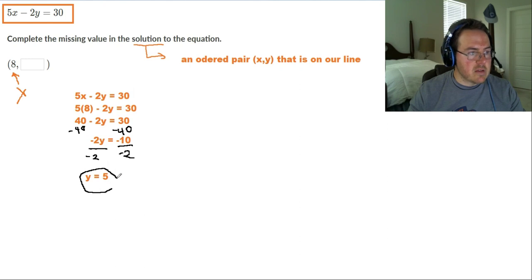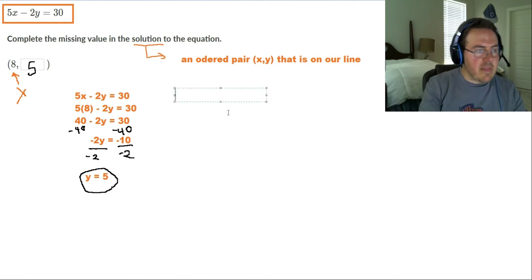So this helps us finish the ordered pair. So right here, the answer would be 5. And the way we can check that, switch up some colors here. So let's say we think the answer is 5. Well, that'd be 5x minus 2y equals 30. Let's just jam it in and see what happens.